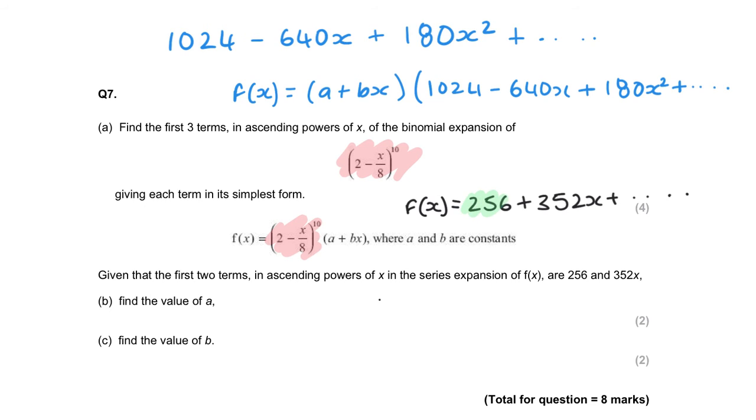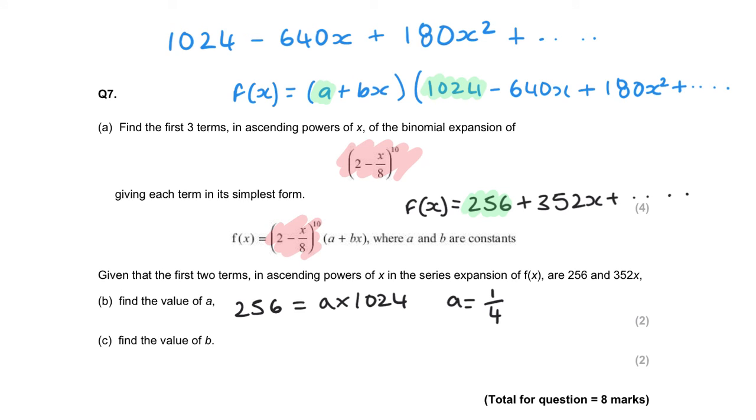So how can we actually, what do we multiply to do that? We know the only way to make a constant is to multiply the two constants together. So step one, we know that 256 must equal a times 1024. So to find a, I'm going to divide 256 by 1024, and I get a quarter. So a is a quarter, so that's step one done.